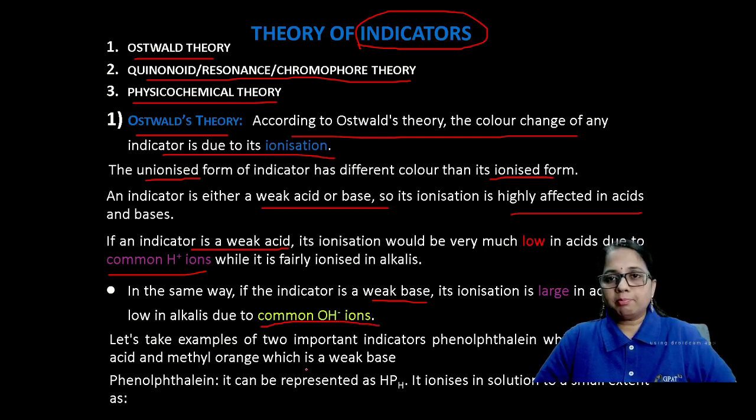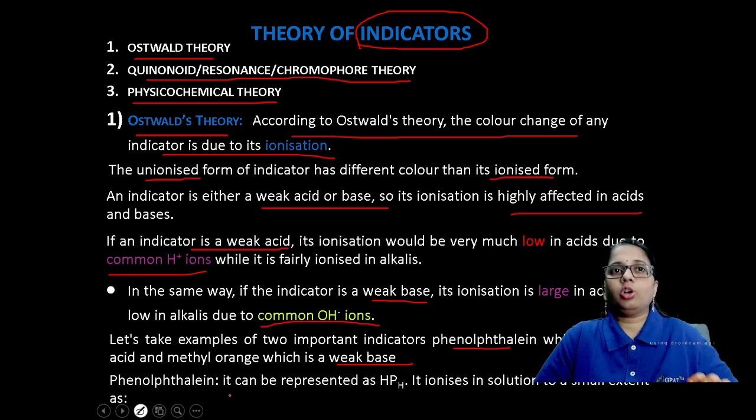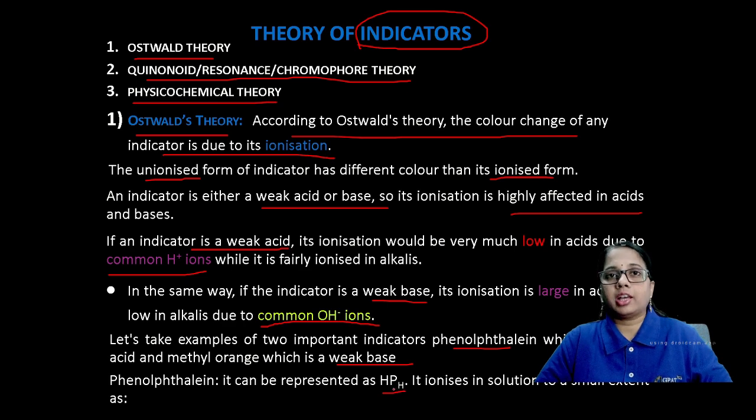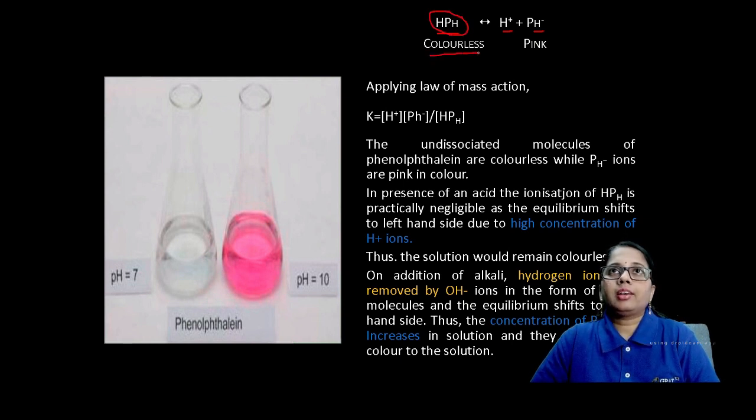Let us take examples of two important indicators. As we all know, phenolphthalein is a well-known indicator which is a weak acid, and methyl orange is a weak base. Let us see the examples. Phenolphthalein can be represented as HPh, and it ionizes in solution to a small extent. In this case, HPh is ionized into H+ ions and Ph- ions. In weakly acidic solution, it is going to be colorless.